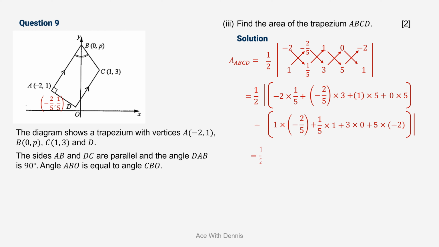So from here, we can start to calculate. The first bracket, you get 17/5. And the second bracket, you get -51/5. And close the operation here. So calculate everything, I'll get the area of the trapezium ABCD is 6.8 units squared. If you start with any starting point except for point A, you should be able to get the same answer, 6.8 units squared.